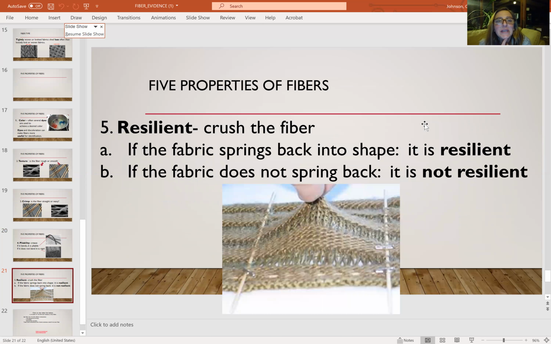Our last property here is called resilient. And this is where forensic scientists would try and crush the fiber. So they would take it, they would pull it. If the fiber springs right back into shape and you can't see where you pulled it out, you would say it was resilient, it bounced back. If the fabric does not spring back, so if it leaves a little tiny, say, peak in the fabric, we would say it's not resilient.